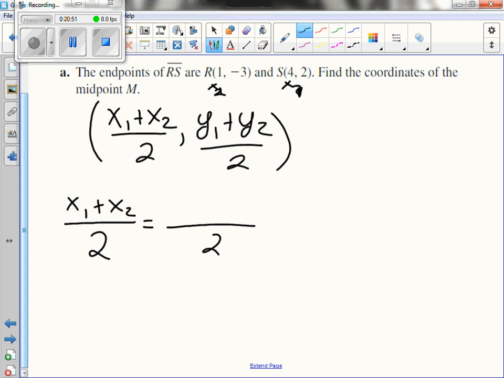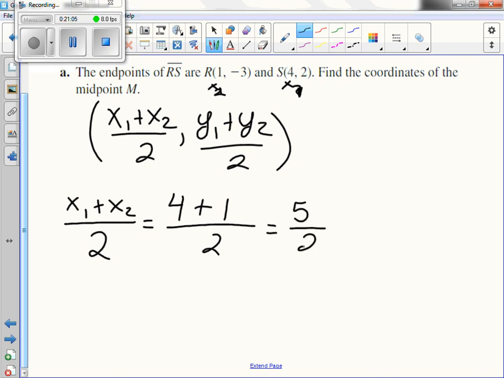So for this here, x1 I said was 4, and x2 is 1. I'm plugging in the 2 x values. Now we just need to simplify. So 4 plus 1 is 5 over 2, and 5 divided by 2 is 2.5.